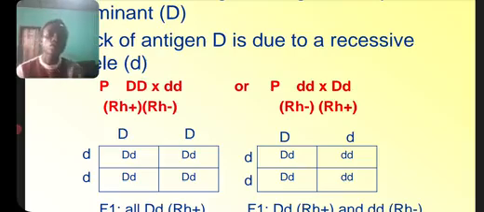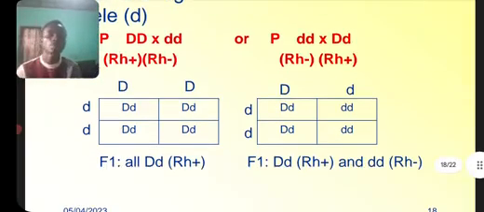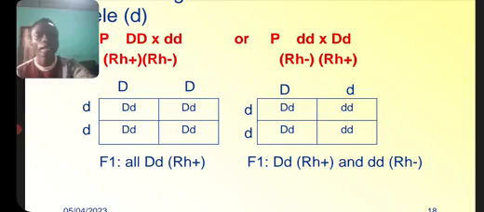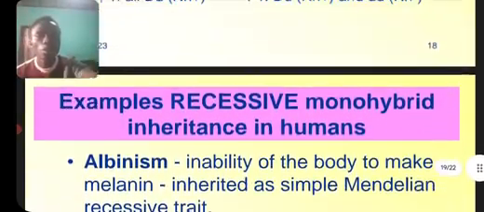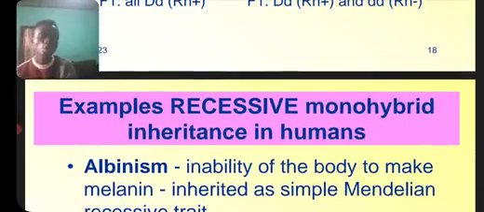So if you cross those dominant individuals right there with a recessive individual, you will have individuals that will all be rhesus positive, like you can see right there, and then the other cross can be seen also. Now I'm going to give you some examples of recessive monohybrid inheritance in humans.